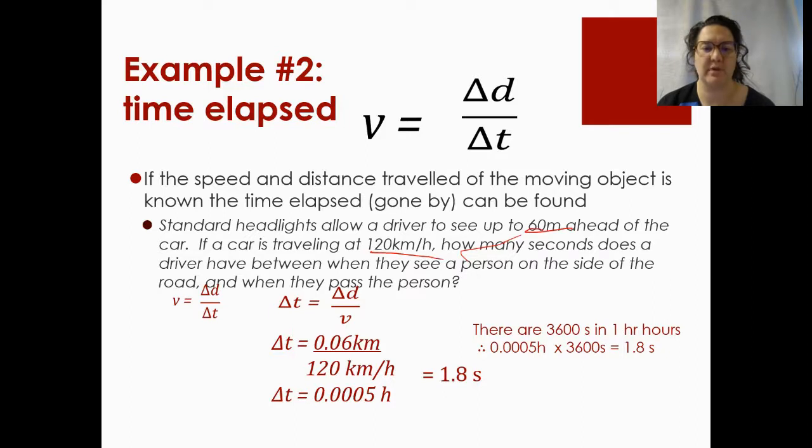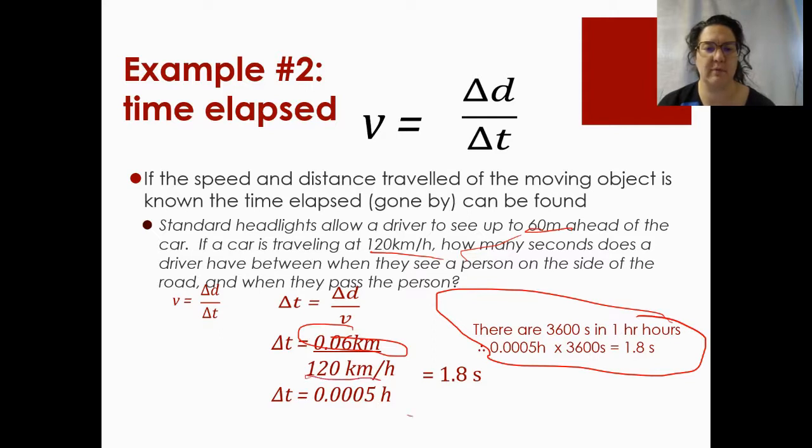pass that person? So here we converted our 60 meters into 0.06 kilometers divided by our speed of 120 kilometers per hour. We came up with 0.0005 hours. Then we took that 0.0005 hours multiplied by how many seconds are in an hour, and we got 1.8 seconds. So from the time that you see somebody or something in your headlights, you have about 1.8 seconds traveling at 120 kilometers an hour before you pass that object.